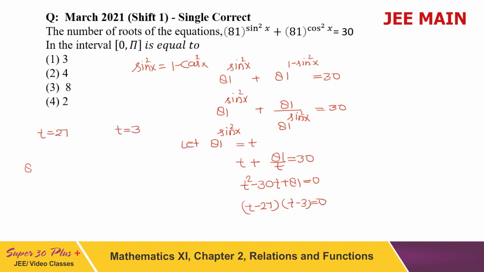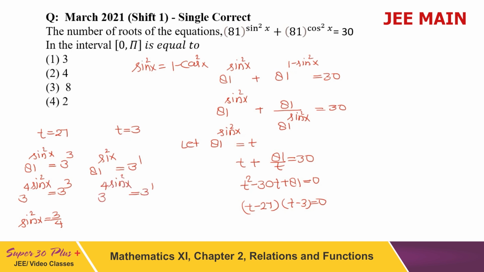Now t is 81 to power sin square x is equal to 27, that is 3 to power 3. It is 3 to power 4 sin square x is equal to 3 to power 3. Now we can say that sin square x is equal to 3 by 4. And here 81 to power sin square x is equal to 3 to power 1, 3 to power 4 sin square x is equal to 3 to power 1. Here sin square x is equal to 1 by 4.